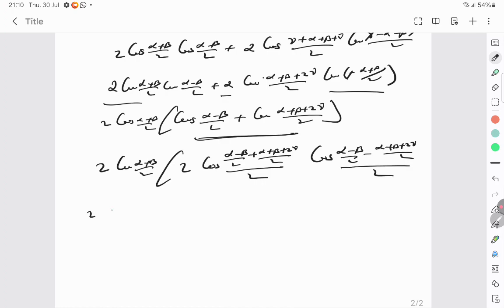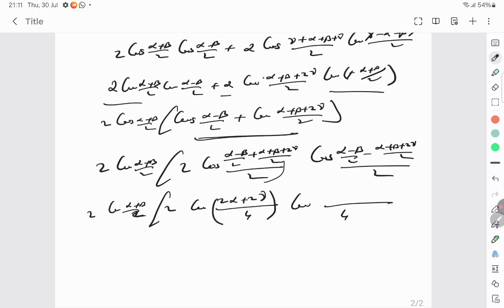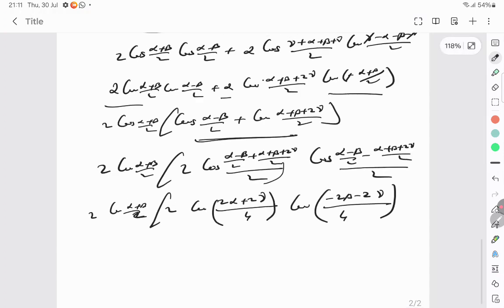So on solving this, 2 cos (alpha plus beta)/2 into 2 into cos of, take 2 as LCM, 2 2s are 4 will become the denominator. Beta and beta is getting cancelled. You get 2 alpha plus 2 gamma, and here if you take LCM again as 4, alpha and alpha is getting cancelled. Get minus 2 beta minus 2 gamma, and cos of minus theta is cos theta. Minus can go away. The 2 and 4 get cancelled. The 2 can come forward.